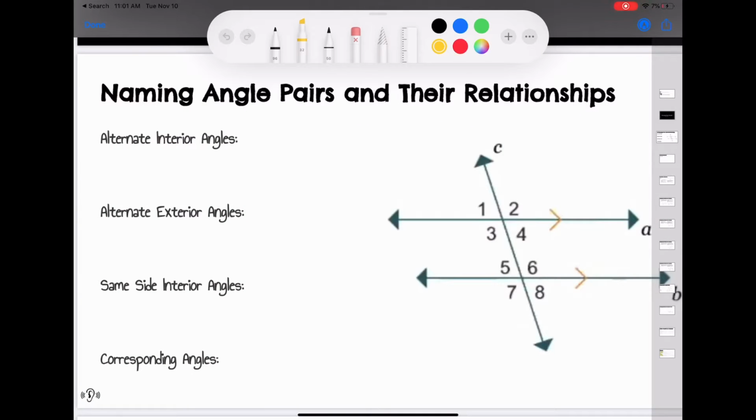I'm going to conduct a brief review of Unit 3, Lesson 4, Lines Cut by a Transversal. As you can see here, we have two parallel lines which are cut by a transversal, specifically line C. We're now going to look at the different angle pairs and their relationships. We're looking first at alternate interior angles. Let us remember that alternate interior angles are inside angles that are on opposite sides.